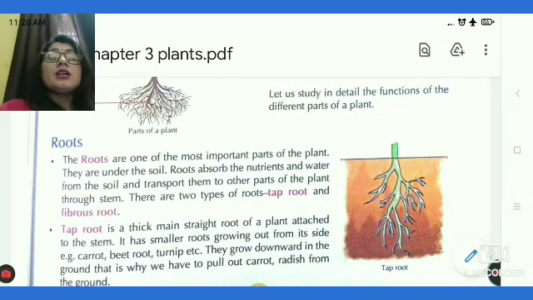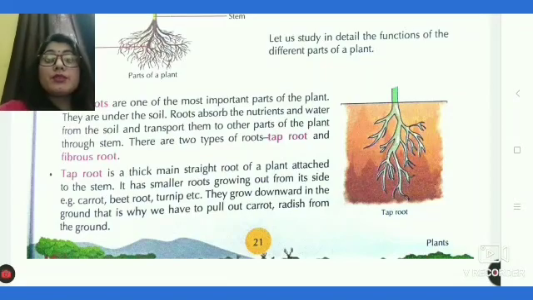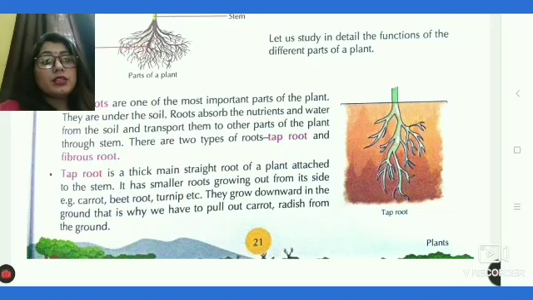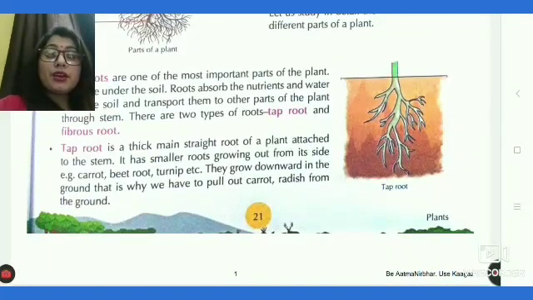Okay. So now there are two types of roots, taproot and fibrous root, which we have already done, and you have sent me the pictures also. I have shown you the plants also with taproot and fibrous root. So first of all, taproot.